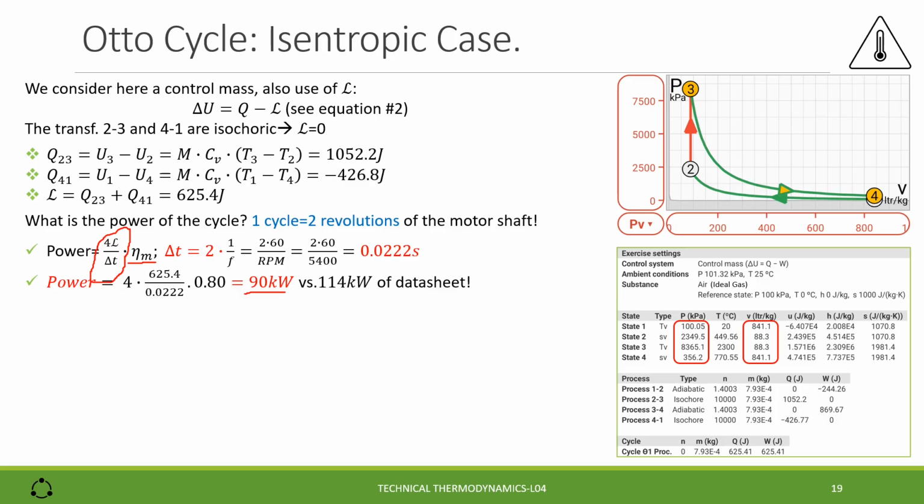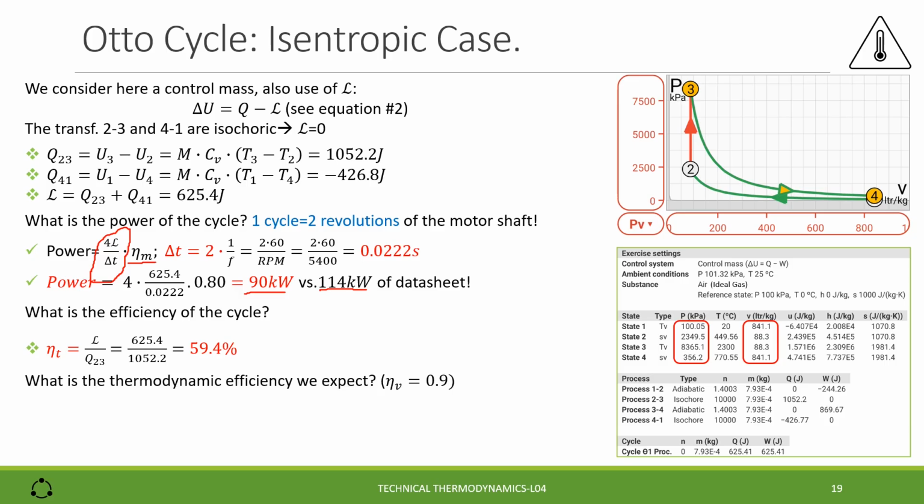kW, which is different from the power of the datasheet, that is 114 kW. And what is the efficiency of the cycle? The thermodynamic efficiency is the thermodynamic work divided by the input heat, and therefore 59.4%. What is the thermodynamic efficiency we would expect if the volumetric efficiency were 90%?